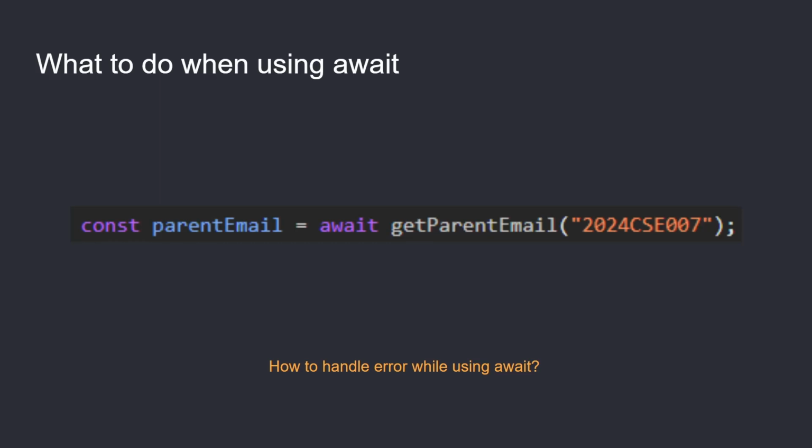Now when we use the await keyword in front of this API call, in this situation we get a response in this result variable. But now the question is how to handle errors while using the await keyword. In our previous video we assumed the success condition, but what if the API is failing? So let's understand the coding pattern for this situation.